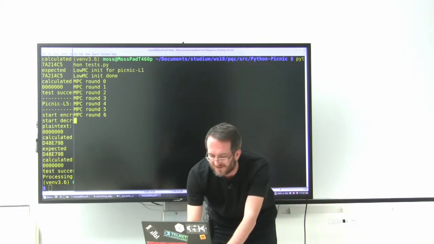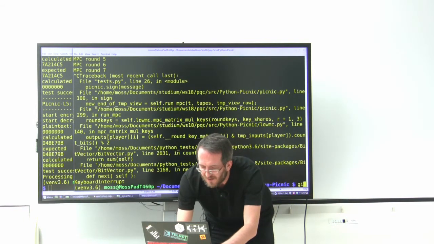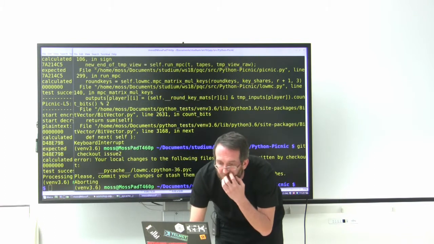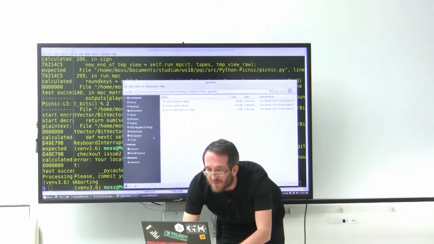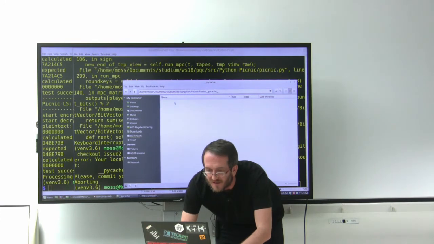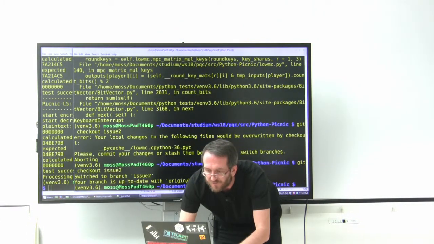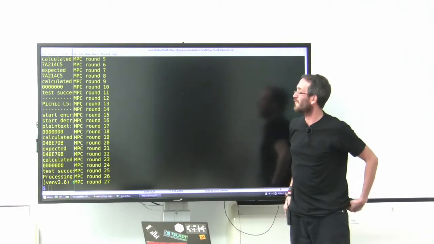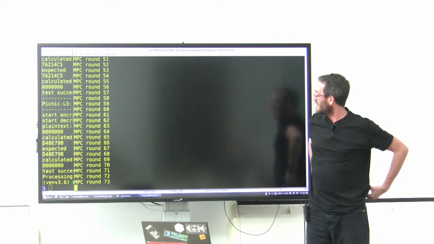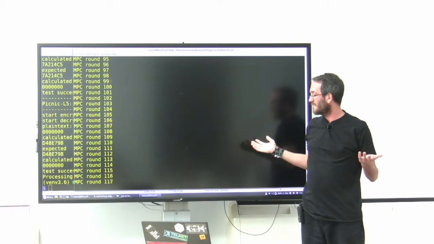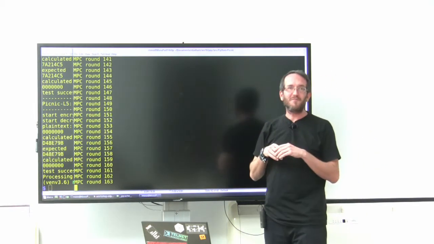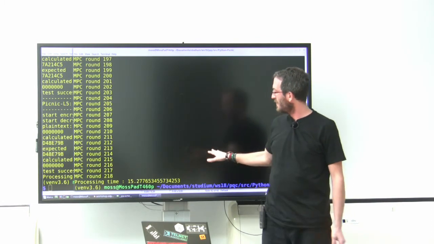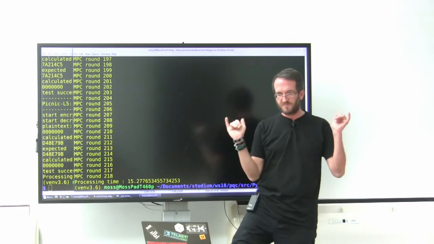And now the tests, you see the rounds count way faster. I wanted to sleep that night, so I didn't implement the verification that fast. But as you see, 218, including the 0 and 1, processing time is now 15 seconds. That's it.